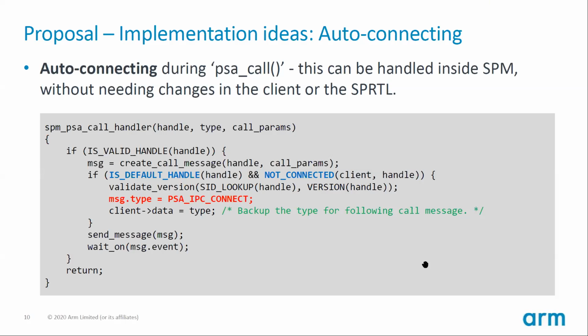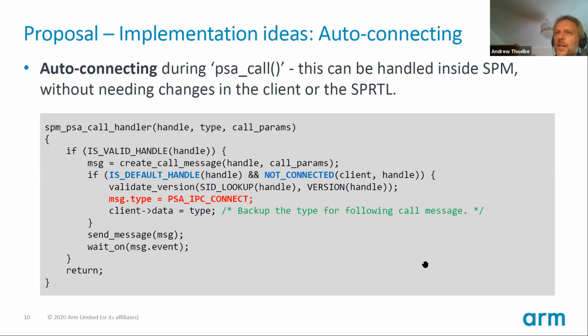You mentioned that the secure partition manager will basically understand and try to auto-connect. What will happen if the auto-connect message gets rejected? Then the call will fail with a connection busy or connection refused, in the same way that PSA Connect would have returned those if you tried to connect using an explicit connection request.